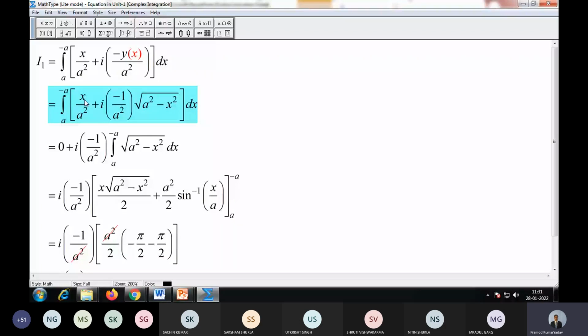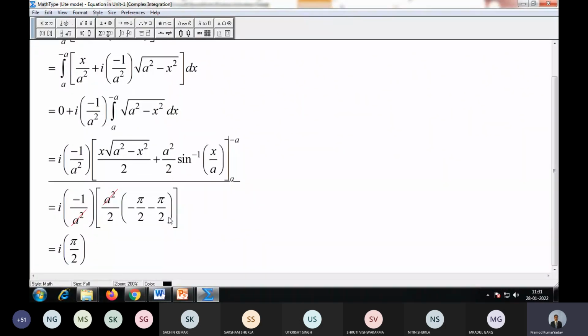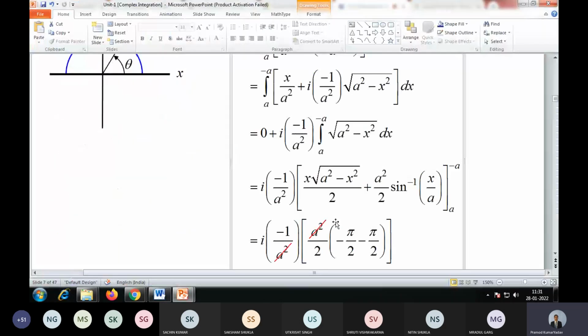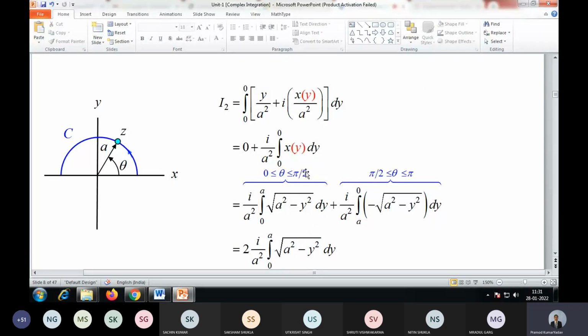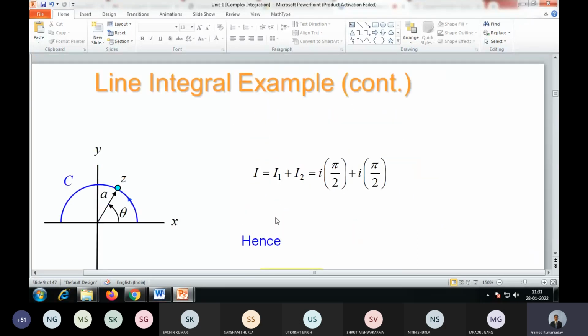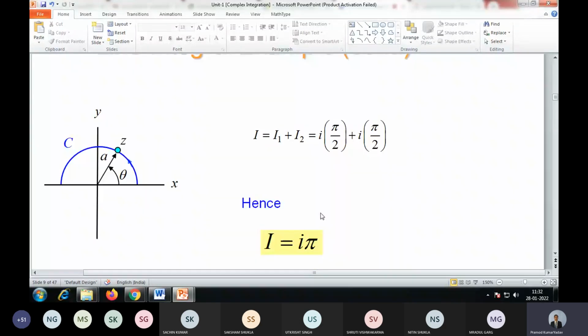x by a square is an odd function, then its value is coming 0. And here this will be constant, so it will come outside, then integration of this one, and it is an even function, so we may write 2 times that one, or simply you may integrate it. After integration, this is coming minus i pi by 2. Similarly, you may evaluate I2. I2 is coming i pi by 2. So the value of the integration is coming I equal to i pi.